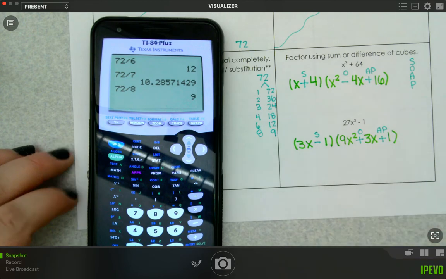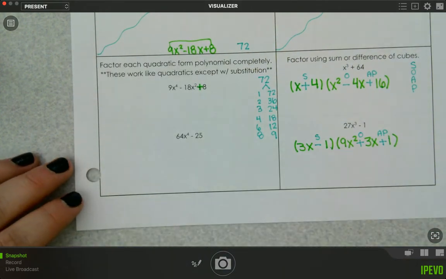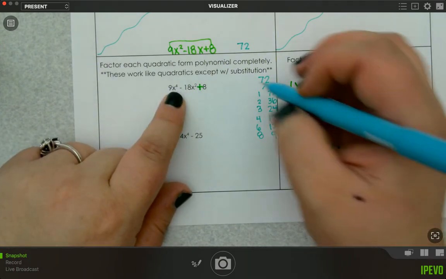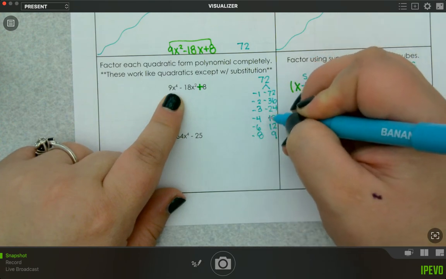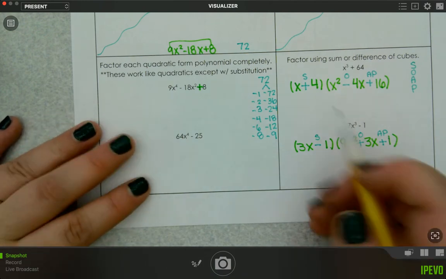And that's how you find all the numbers that go into it. Yeah, you might have to do a little bit of work on the calculator if you don't know your multiplication facts very well. Then I'm going to take a second to notice that this adds to a negative, which means I want everything to be negative. Otherwise, they wouldn't multiply to positive 72. And I'm going to look down my list and figure out which ones add up to negative 18.